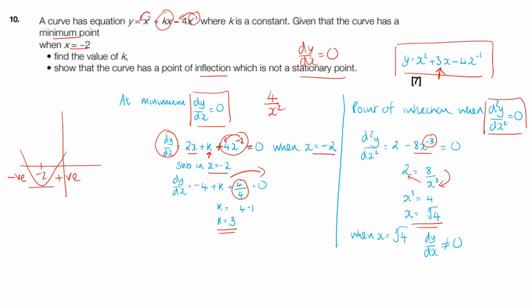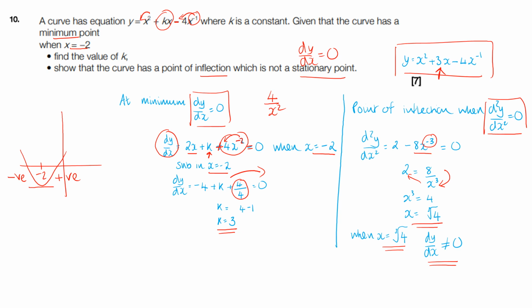Now when x equals the cube root of 4, if I put that back into the first derivative to prove that this is not a stationary point at x equals the cube root of 4, when we put it back into dy by dx, it is not equal to 0. So we have got a turning point at the cube root of 4, but it is not a stationary point because the gradient is not 0. So what's going to happen, we've got a point of inflection.